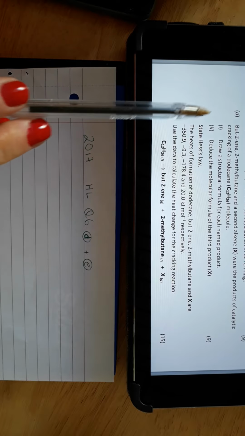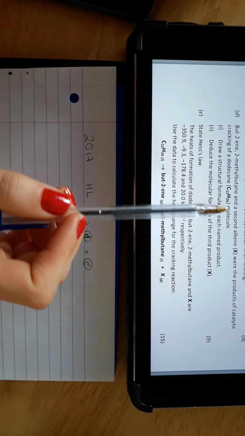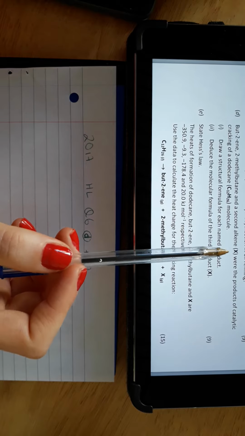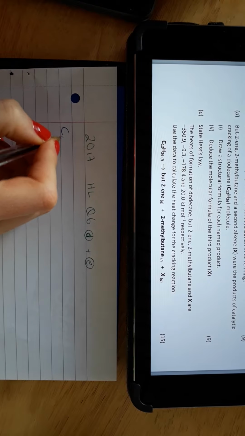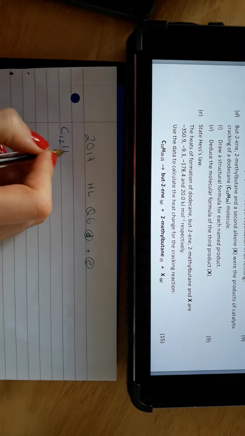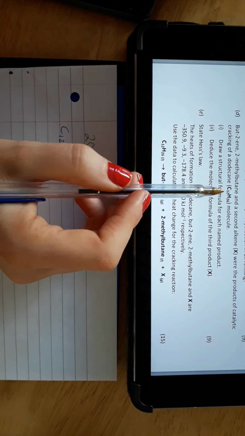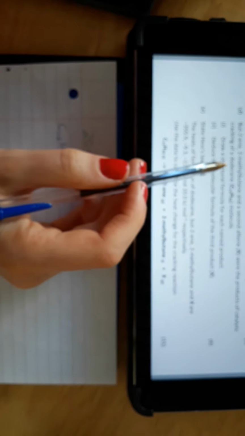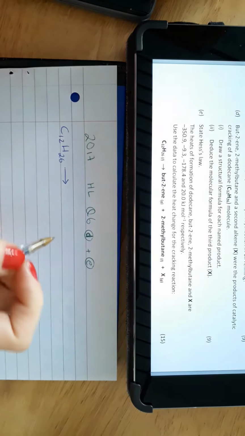In order to answer this, you have to do part D and part E. Part D reads, but-2-ene, 2-methylbutane and a second alkene, which we're calling X, were the products of catalytic cracking of dodecane. So we start off with dodecane. The molecular formula is given to you as C12H26. You only have to know the molecular formulas or the systematic IUPAC naming for the first 10 hydrocarbons. So once it goes above 10, they tend to give you the molecular formula, as you're not expected to know what dodecane is. So we have here C12H26, a very, very long hydrocarbon molecule.